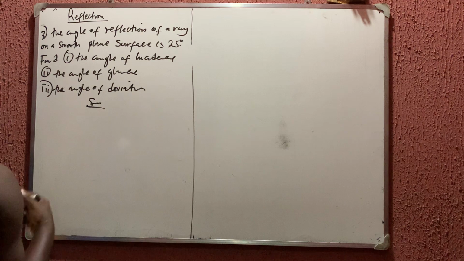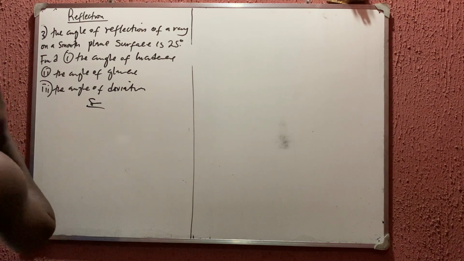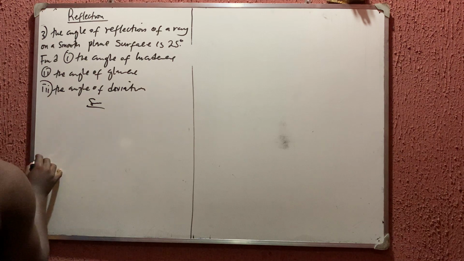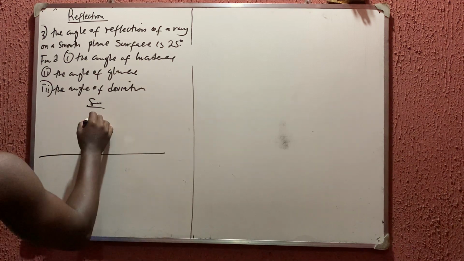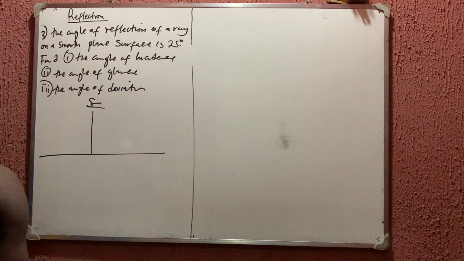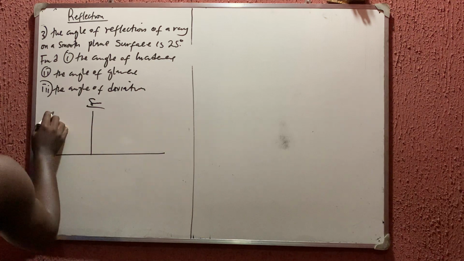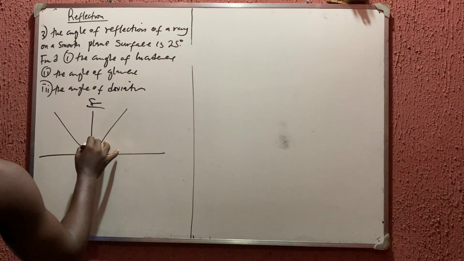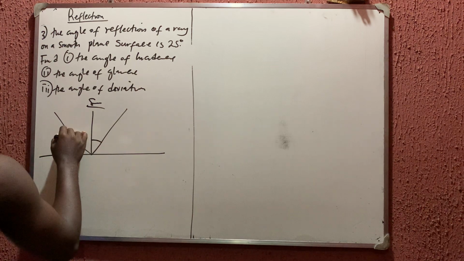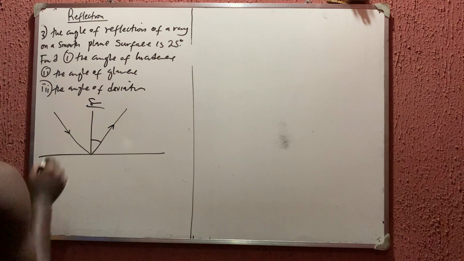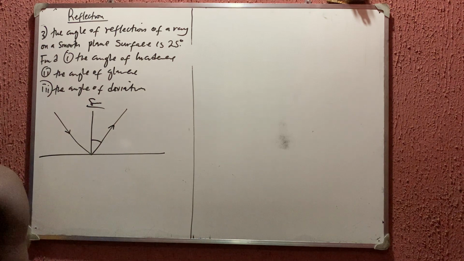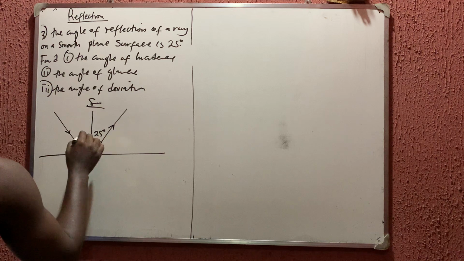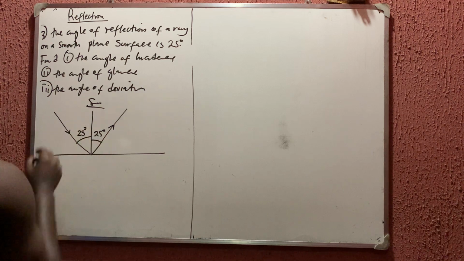Okay, solution. You want to draw it, you can draw it. You don't want to draw it, you can still solve it. Okay, if I want to draw it now, if you draw it, I have that this is my normal. They say that this is the incident coming this way, and then the reflection coming this way. So they say that the angle of reflection is 25. If the angle of reflection is 25, then the angle of incidence must be 25 as well.